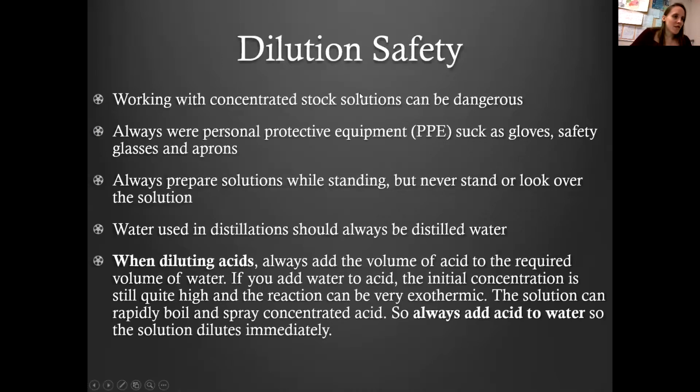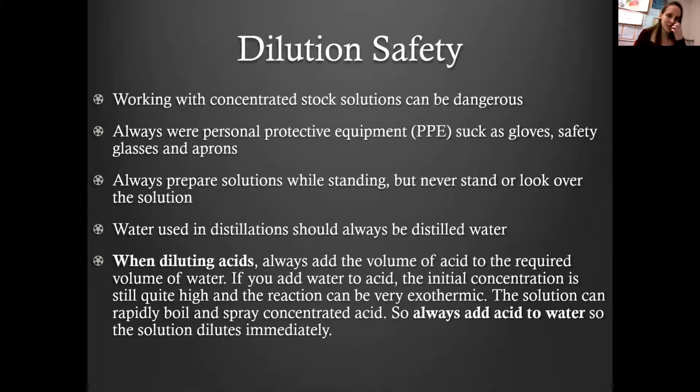Okay, let's move on to dilution safety. When we're dealing with these stock solutions, they are usually really high concentrations, which can make them dangerous to use. So we've always got to have our PPE, our personal protective equipment, so gloves, glasses, sometimes aprons. You should also always be standing when you prepare these solutions. If you're sitting, there's a risk that you could dump the solution in your lap accidentally.